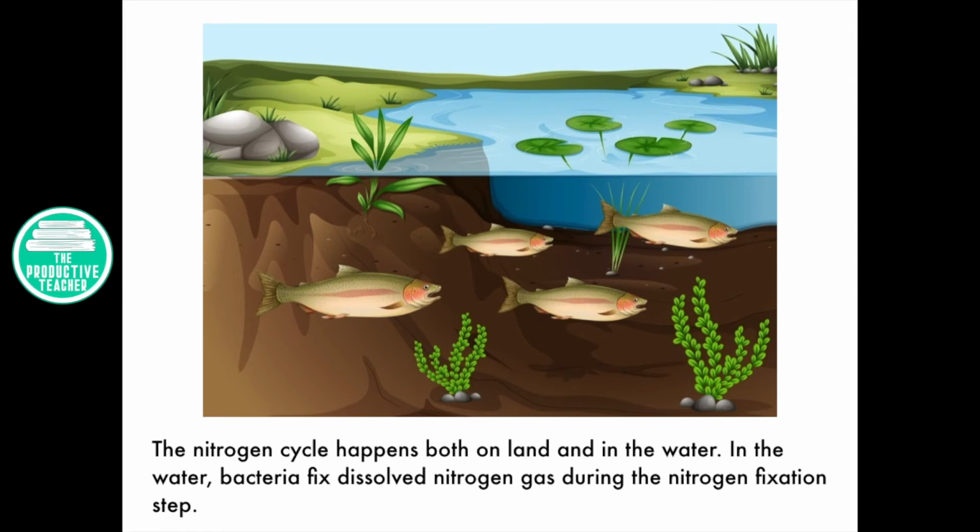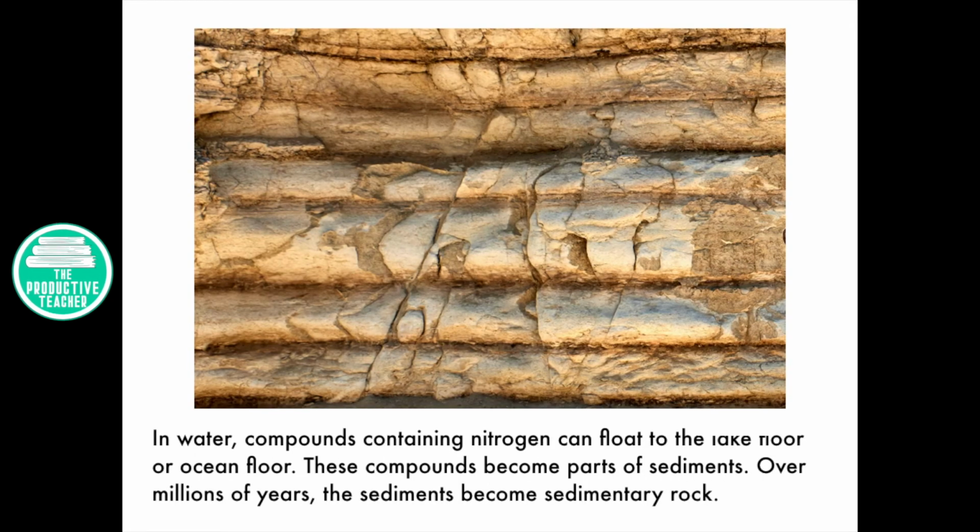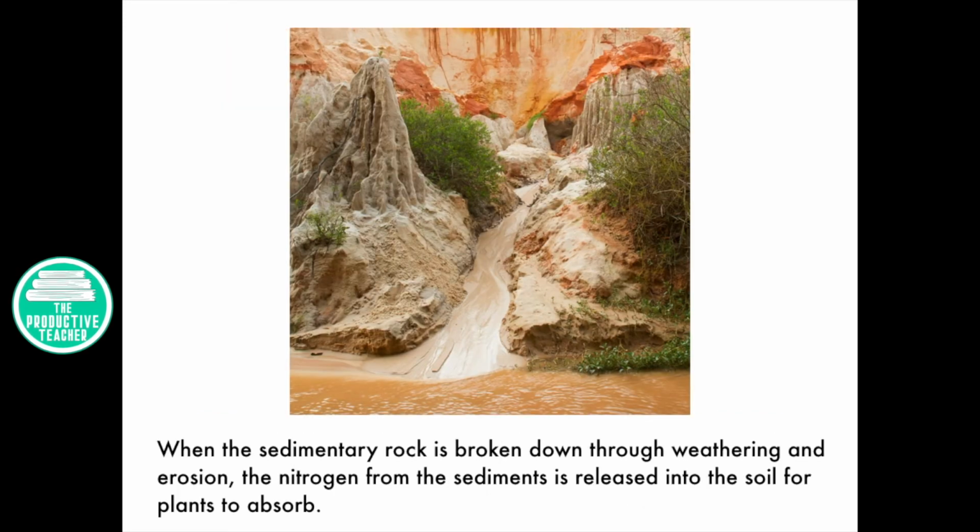In the water, bacteria fix dissolved nitrogen gas during the nitrogen fixation step. In water, compounds containing nitrogen can float to the lake floor or ocean floor. These compounds become part of sediments. Over millions of years, the sediments become sedimentary rock. When the sedimentary rock is broken down through weathering and erosion, the nitrogen from the sediments is released into the soil for plants to absorb.